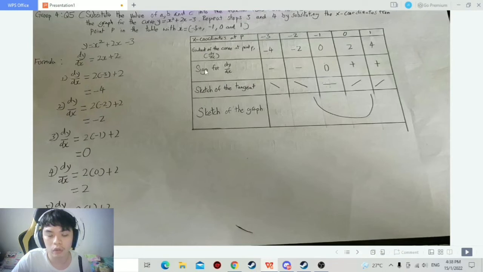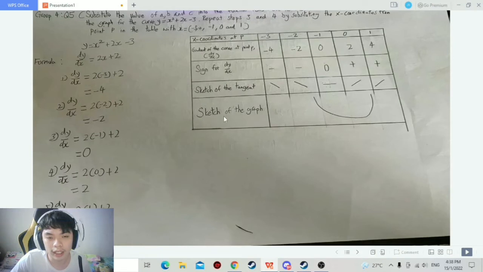Alright, after we finish this part, we go to the second last part, which is the sketch of the tangent. So first of all, the sketch of the tangent for both negative numbers is that the line will slightly go toward the right side like this. For the neutral number 0, it will be just a straight line. For the positive number, it will slightly go to the left-hand side.